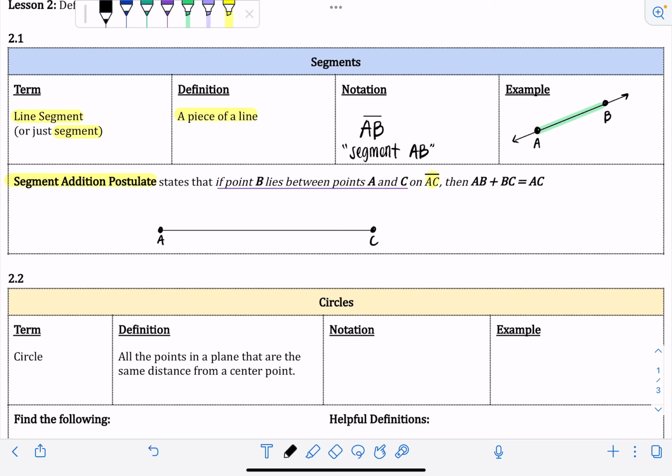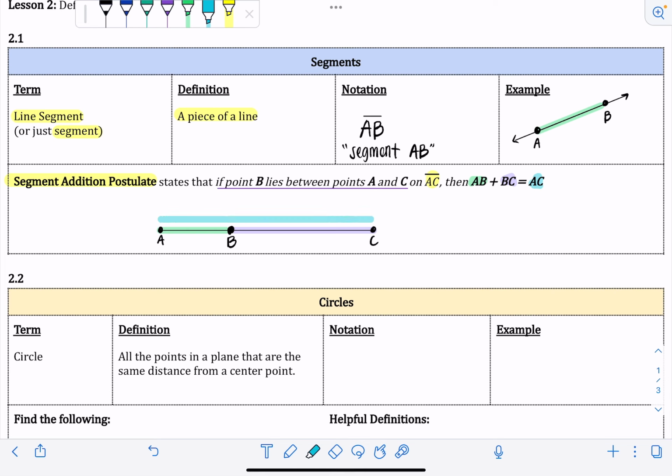And then it says that if point B lies between A and C, so B is going to go somewhere in between A and C. It doesn't matter where, just somewhere in between. So we'll call this point B. And then this part says then the distance between A and B, plus the distance between B and C is equal to the distance between A and C, which is this whole distance.